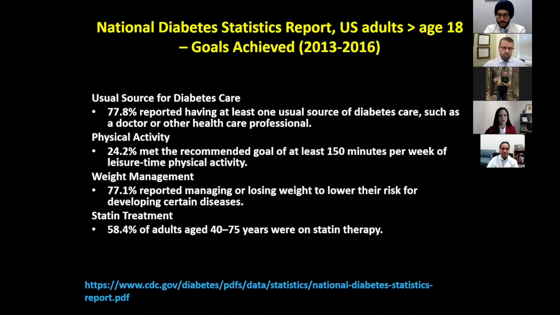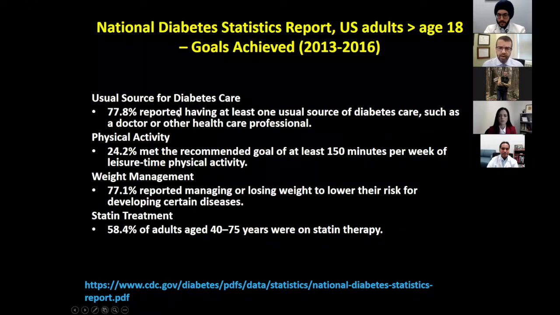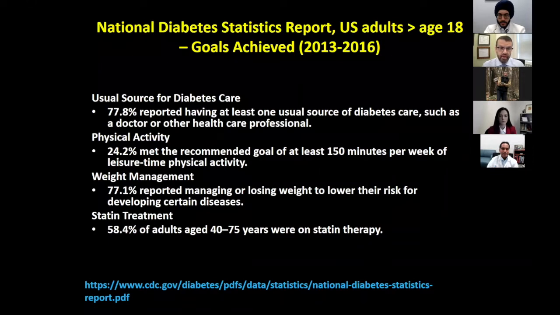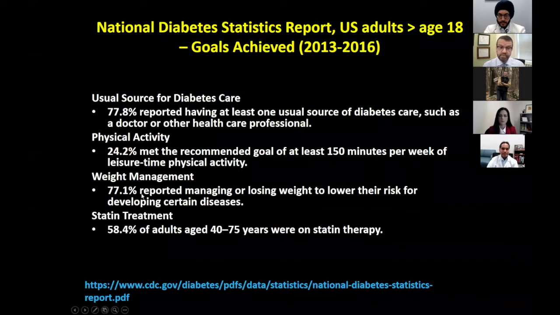Looking at where we are right now in terms of our patients with diabetes and how well we're doing. So generally, this was a study back in 2016 looking at patient reports of the care they're receiving. About 3/4 of patients reported having one provider who was their primary source of diabetes care. I think this is a big one. Physical activity, only 1/4 of patients were reaching the 150-minute per week goal of physical activity. About 3/4 reported attempts to lose weight.